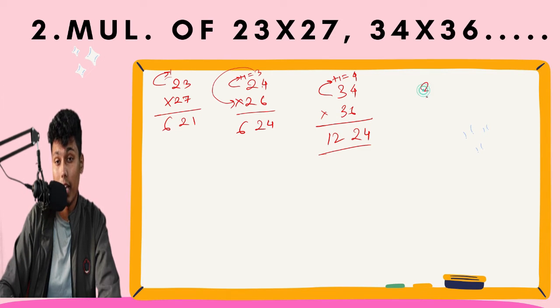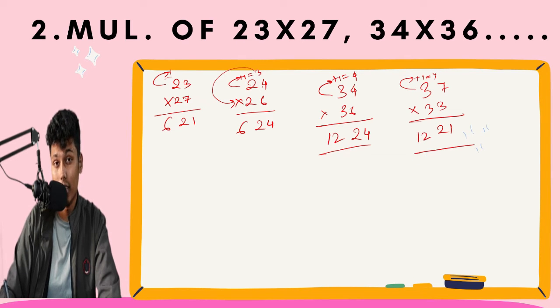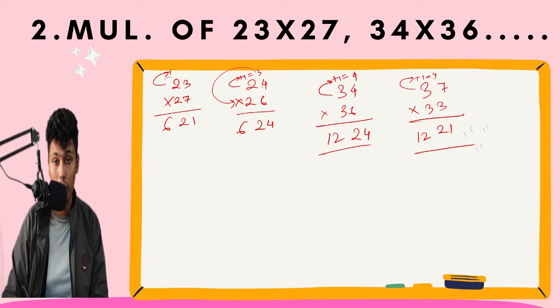Let me take more number like 37 into 33. Suppose. Okay, 7 3 is 21. 3 plus 1, which will be 4. 4 3 is 12. 1 2 2 1. Okay, like this you are going to do calculations for any number. Okay, any number you can do calculations like this.